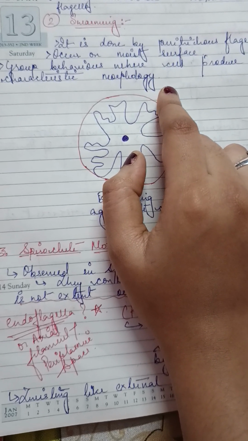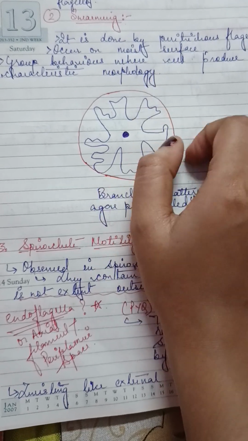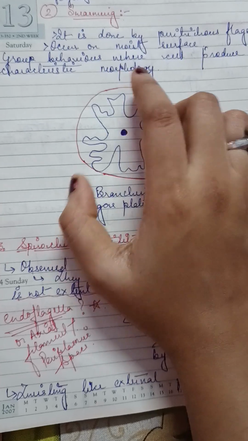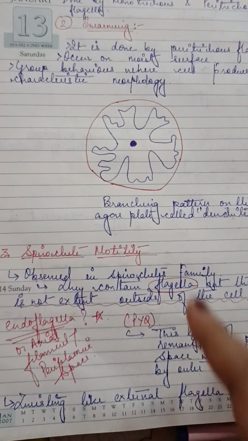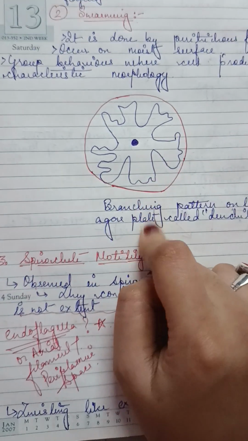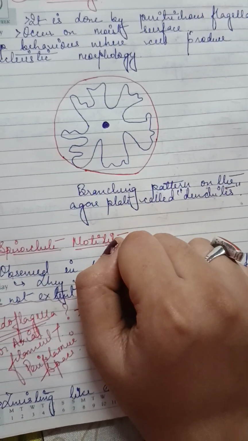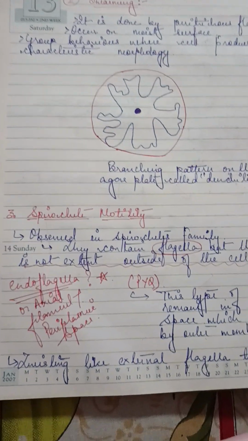Now when we talk about swarming, it is done by peritrichous flagella. A group moves on the plate and shows characteristic morphology. It occurs on a moist surface. So you can see the branching pattern, it looks like dendrites. The branching pattern on the agar plate is called dendrites. So this kind of movement is called swarming, when you can see a pattern.